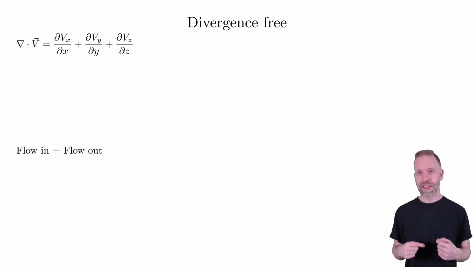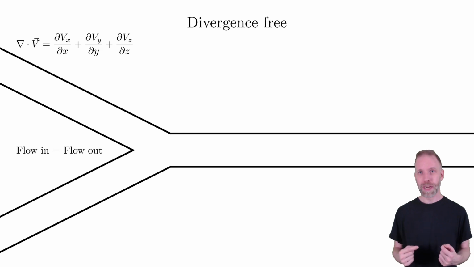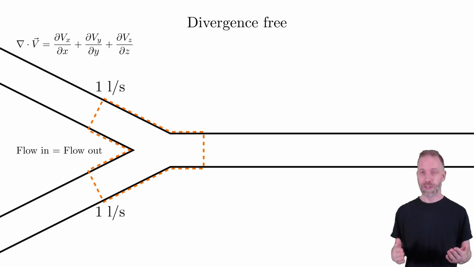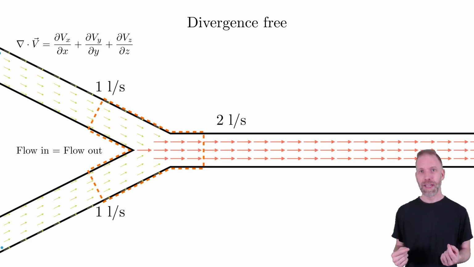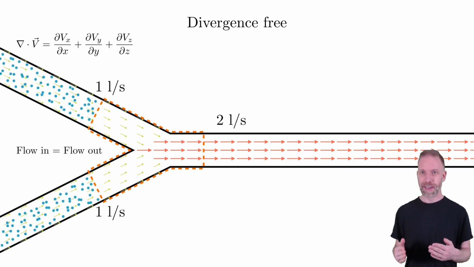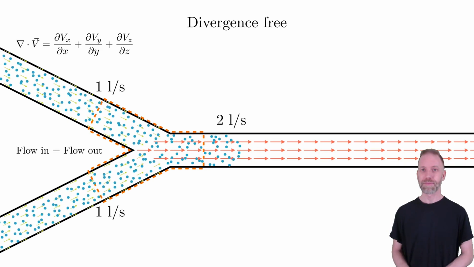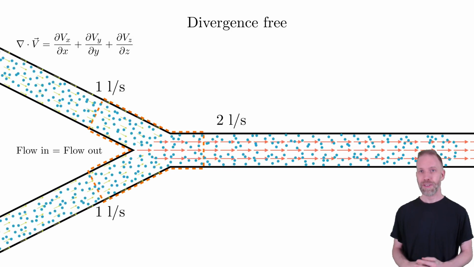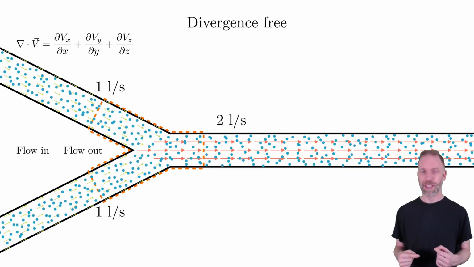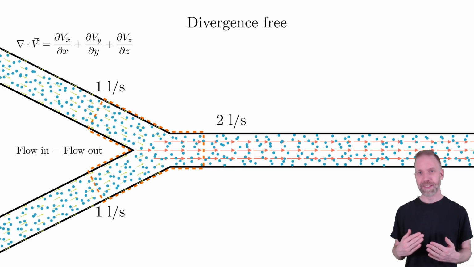To demonstrate it with another example, assume that you have two merging pipes and define the control volume around the merge. If the flow is divergence free, the flow in should be the flow out. Hence, if you have 1 liter per second in for each of the two pipes, the flow out should be 2 liters per second. Assuming that all diameters are the same, this would give that the flow velocity out is twice the flow velocity in. In fluid mechanics, we would call divergence-free flow incompressible flow, as the density stays the same.